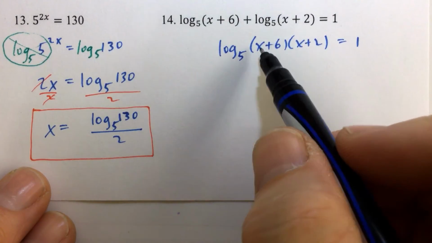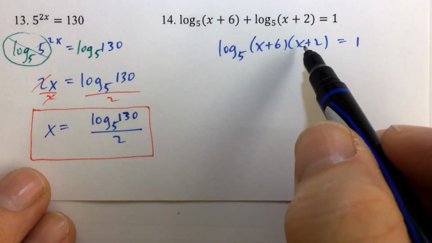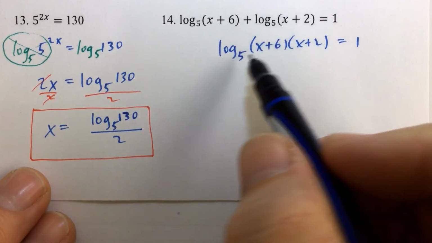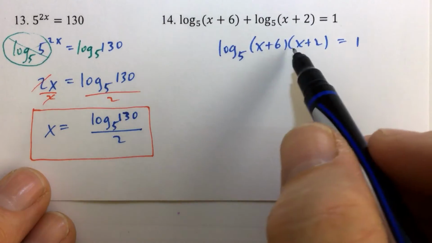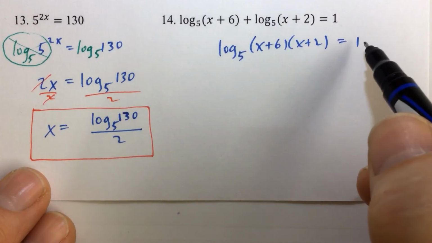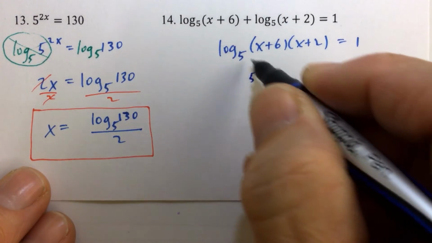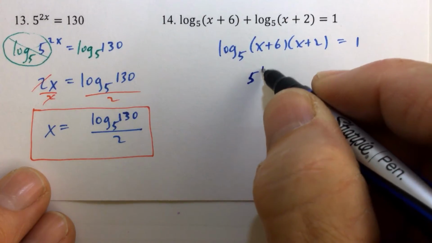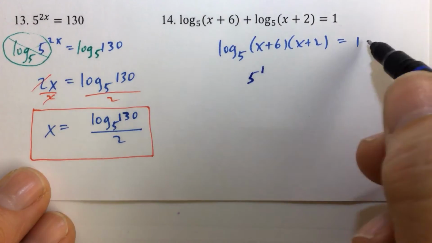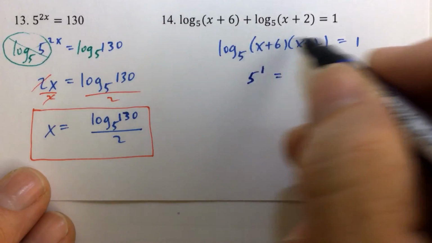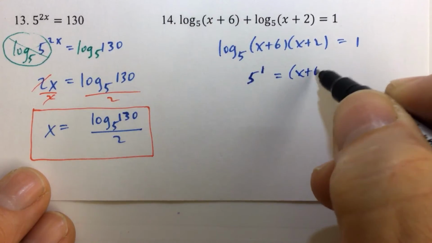And so we notice that the variable here is locked up in the argument, and when that happens, we want to unlock that. So in this case, we have the log expression on one side, a real number on the other side, so we're going to convert to exponential form. So we write this as the base raised to the right side, 5 to the 1 power, is equal to x plus 6 times x plus 2.